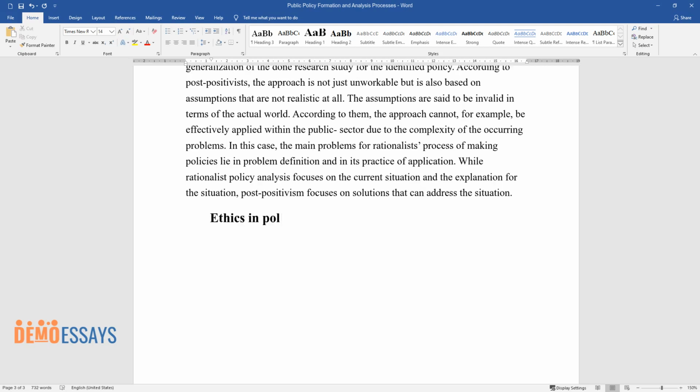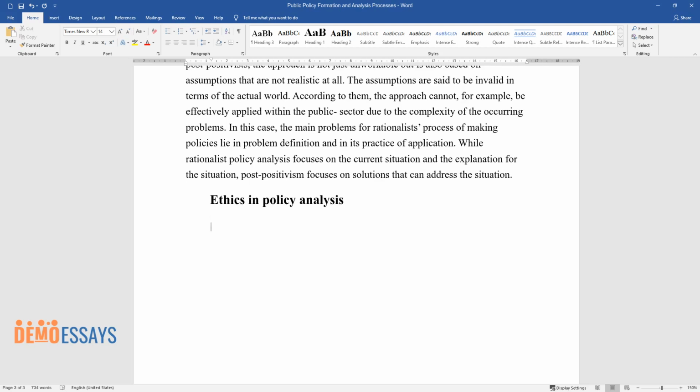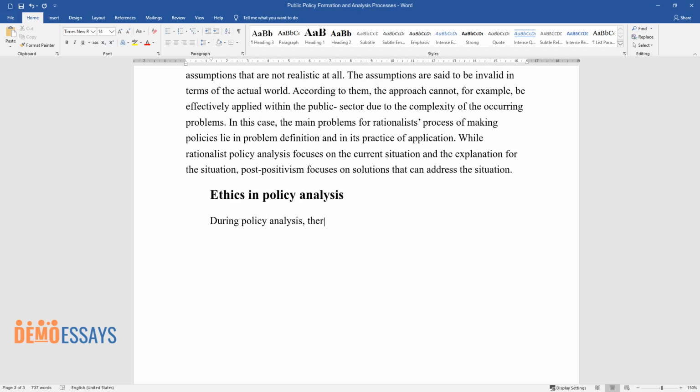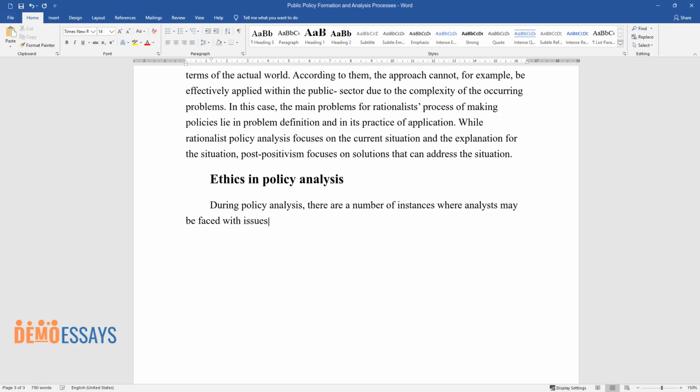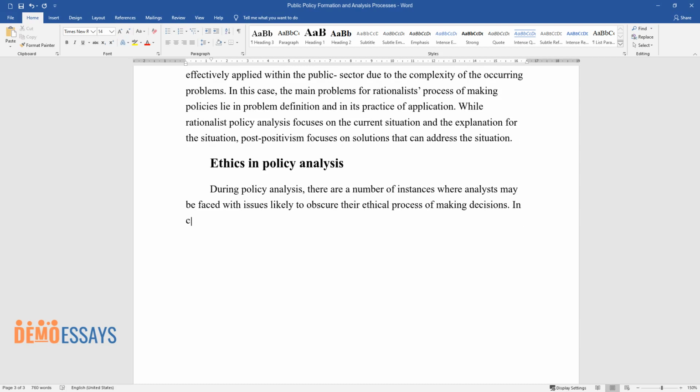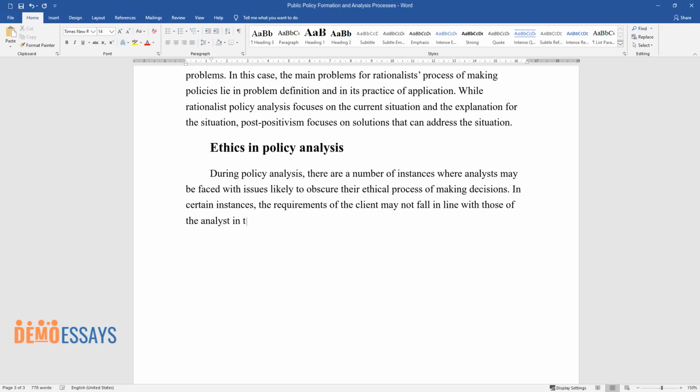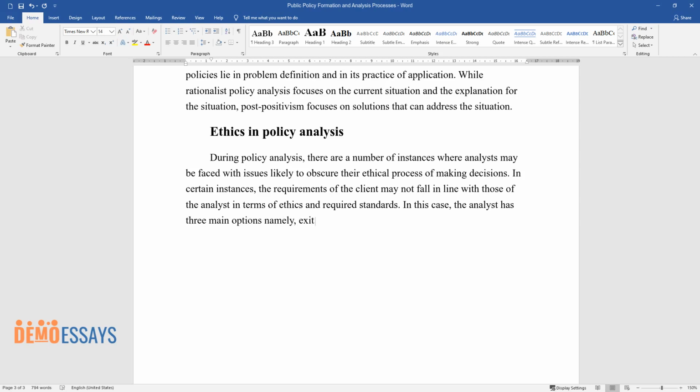Ethics in policy analysis. During policy analysis, there are a number of instances where analysts may be faced with issues likely to obscure their ethical process of making decisions. In certain instances, the requirements of the client may not fall in line with those of the analyst in terms of ethics and required standards. In this case, the analyst has three main options, namely, exit, voice, or disloyalty.